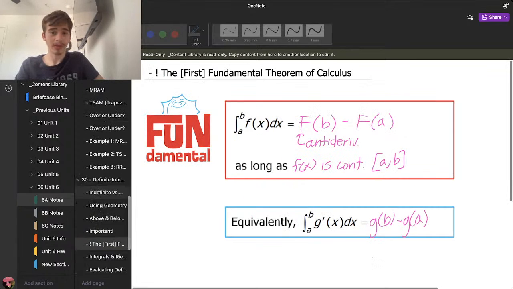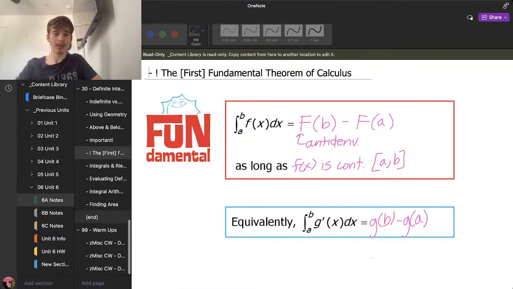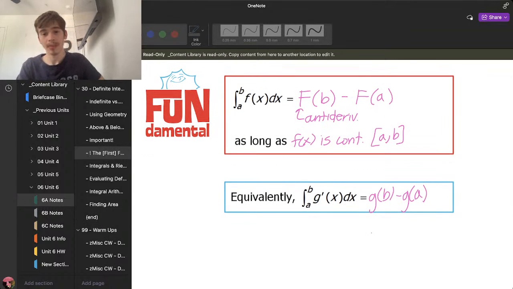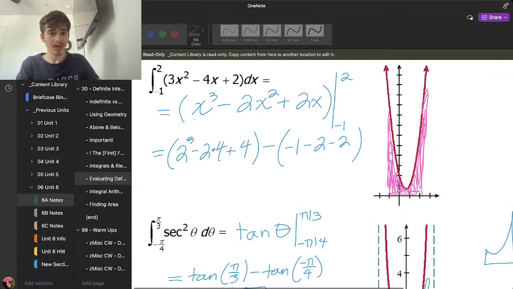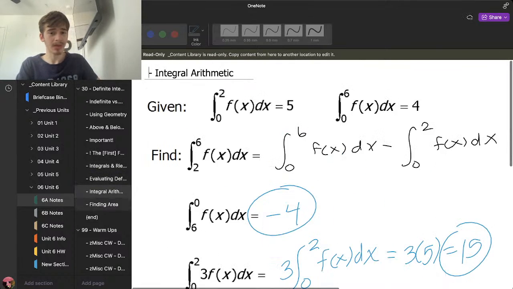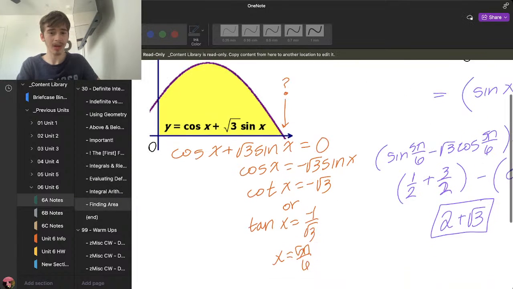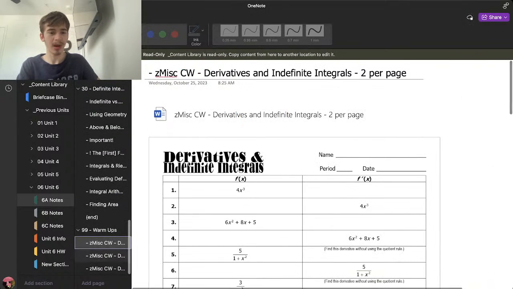Integral notation. First fundamental theorem of calculus: the definite integral from a to b of f(x) dx is the antiderivative at b minus the antiderivative at a, as long as f(x) is continuous on that closed interval. Equivalently, the integral from a to b of g'(x) dx is that antiderivative. Riemann sums, basic definite integrals, arithmetic: easy, done.